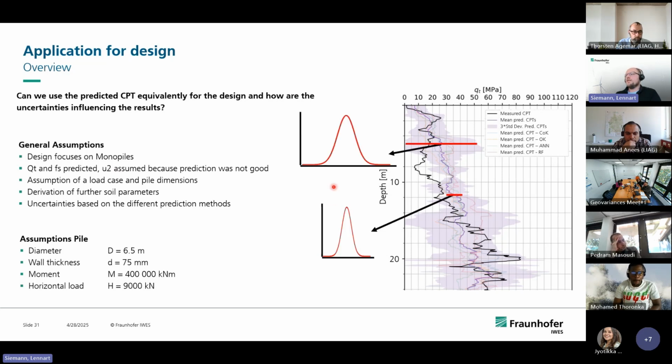Here I just wanted to highlight basically that depending on where we are in the soil profile here, we of course have a different PDF, when we're talking about the probability density function here. So here we have a broader one, and here we have a narrow one. This is interesting because in the design process of the monopile foundation, we're also talking about probabilistic design in 2 or 3 slides later.